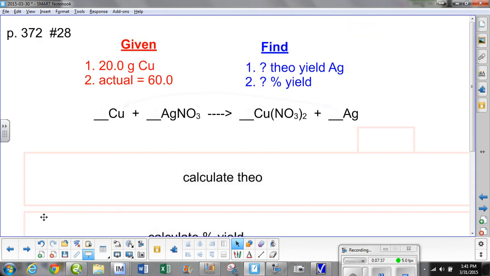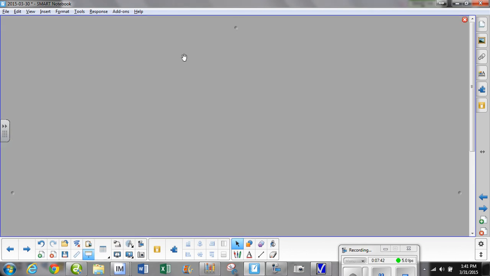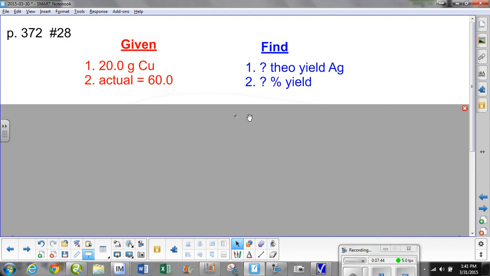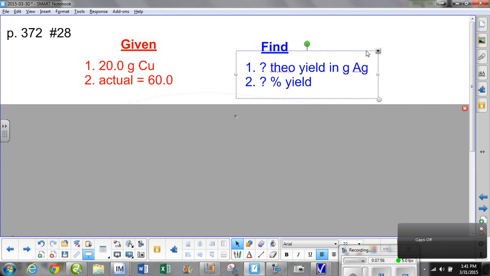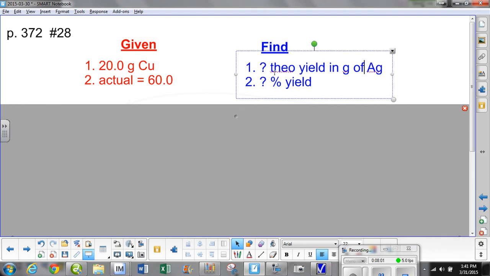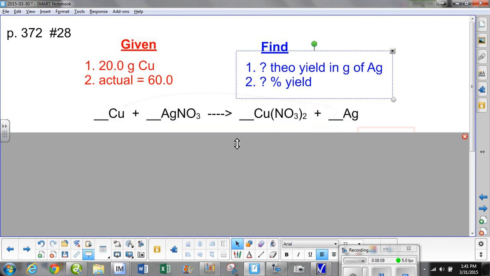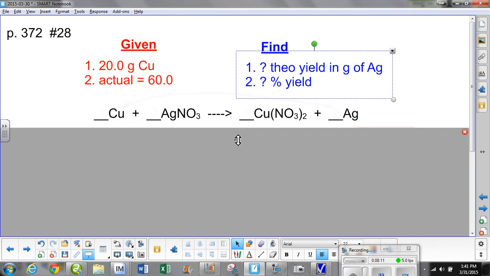And let's go on to the next one. And let's see if you are coming up with the right stuff here. Again, at the top, if you don't have the given and the find, the way you see it here, and I should probably be saying this yield in grams of silver. Theoretical yield in grams of silver, and we're given grams of copper. And our balanced equation looks like, well, the equation looks like this.